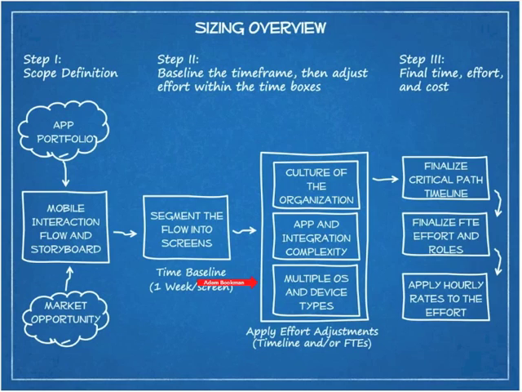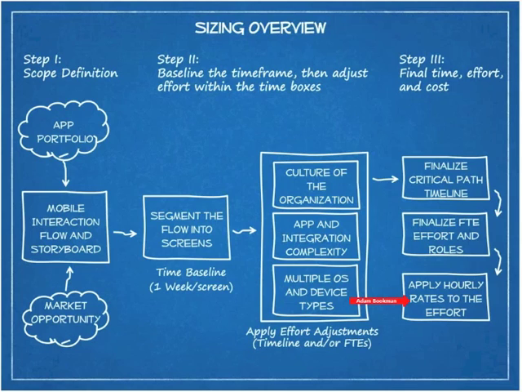Once we understand we have our basic timeline, we have our basic time and effort adjustments, then we'll finalize what the critical path will be. We'll see which roles we can double up to keep the timeline short, but we still have to account for the effort, and then we'll apply some hourly rates. So we'll walk you through now a little bit of how that might apply.